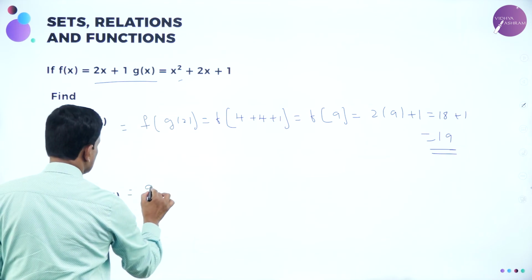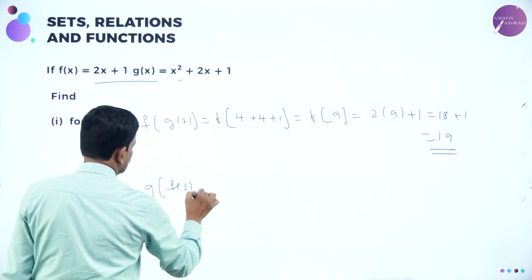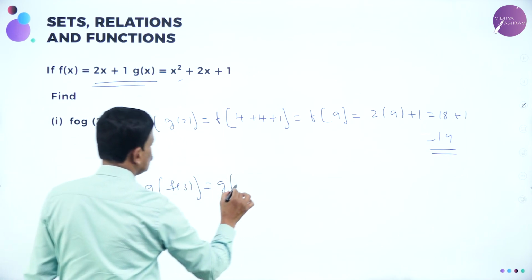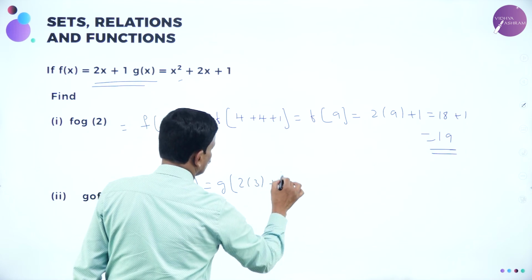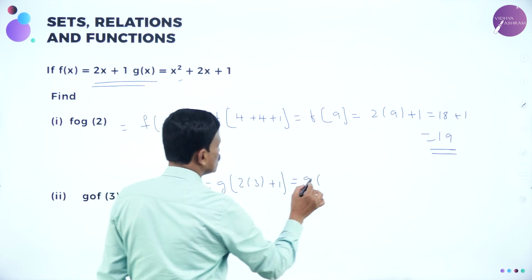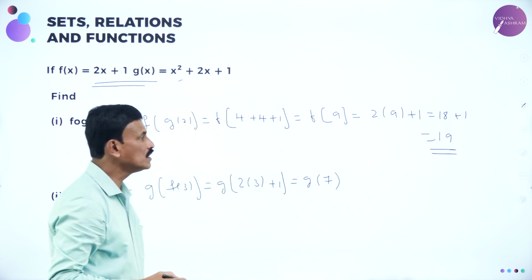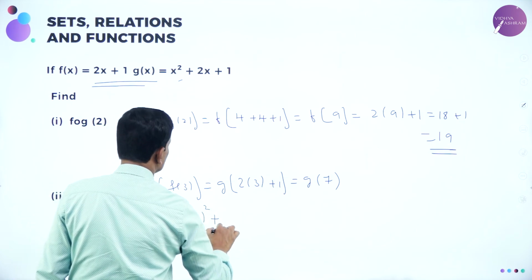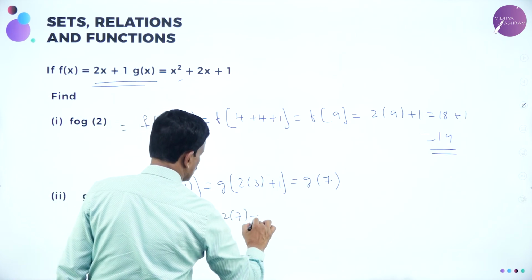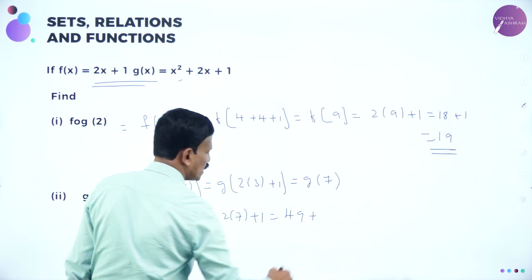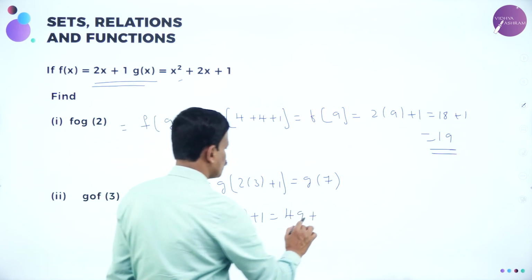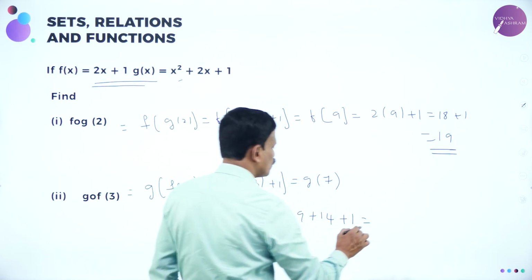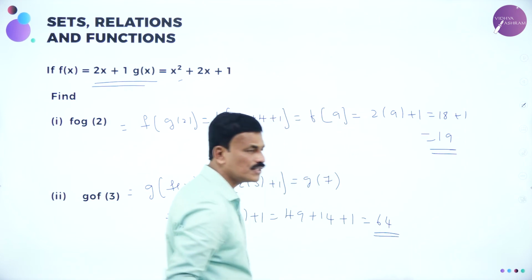G naught f of 3. This is g of f of 3. G of function of 3. F of 3, put x is equal to 3 here. 2 into 3 plus 1, that is 2 threes are 6 plus 1 is 7. G of 7. Put x is equal to 7 here. So that is 7 square plus 2 into 7 plus 1. 7 square is 49 plus 7 twos are 14 plus 1. 49 plus 1 is 50. 50 plus 14 is 64. So the required answer is 64.